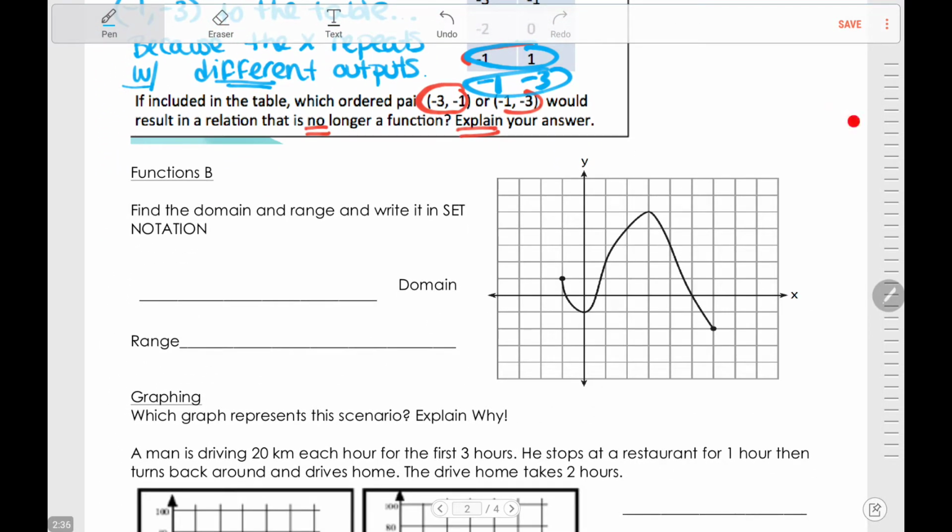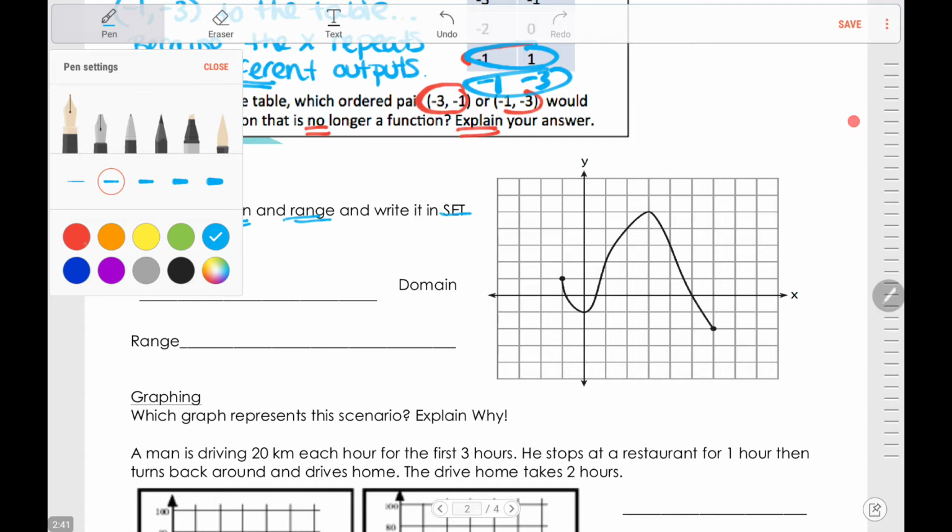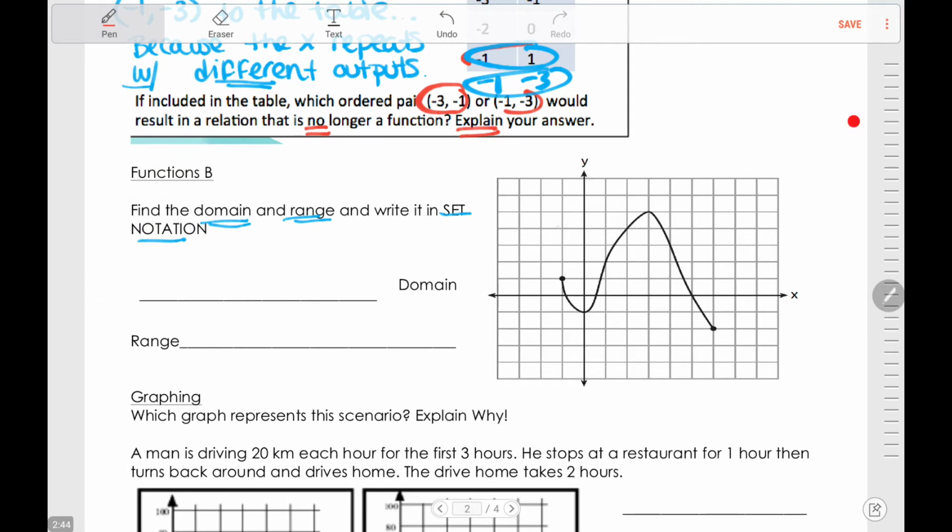Alright, now we're going to find the domain and the range in set notation. Domain is from left to right. Okay, so let's jot it down in words first, then we'll put it in set notation. So our domain is -1 through 6. Domain is the x, so x goes in the middle. And they're both closed circles, so my symbols are going to have the line under it. That's what set notation looks like.